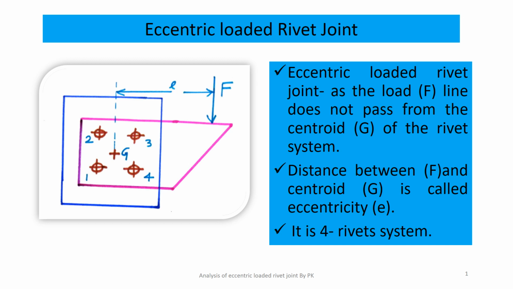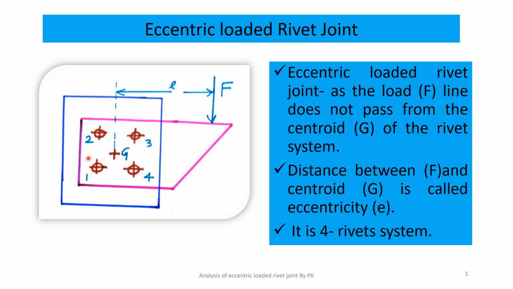Here in this video, we try to learn the concept of eccentric loaded rivet joint. With the help of this figure, we try to understand this complete concept. There are two plates, one is the blue plate and the other is the purple color plate. The purple plate is mounted on the blue plate with the help of these four rivets, or there is a permanent connection between these two plates with the help of these four rivets.